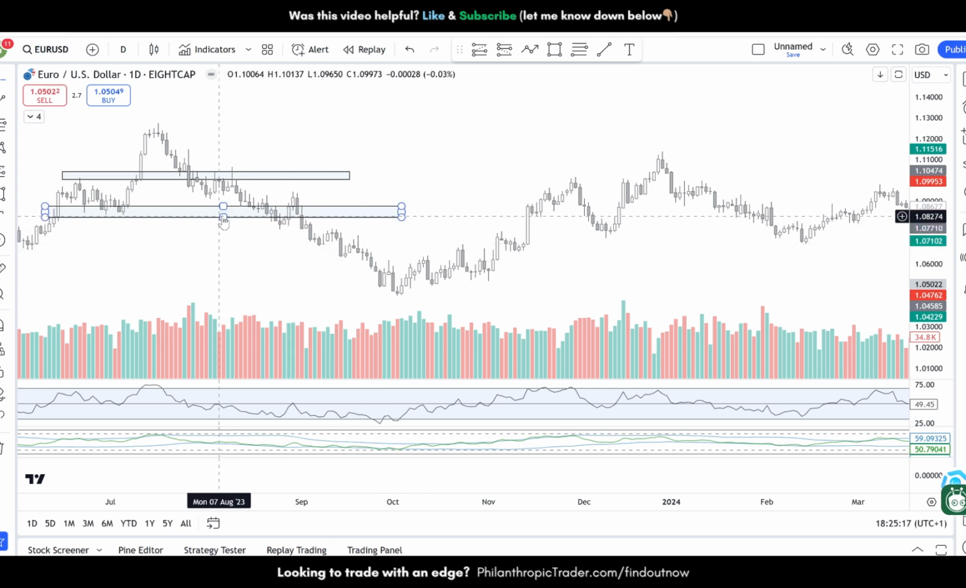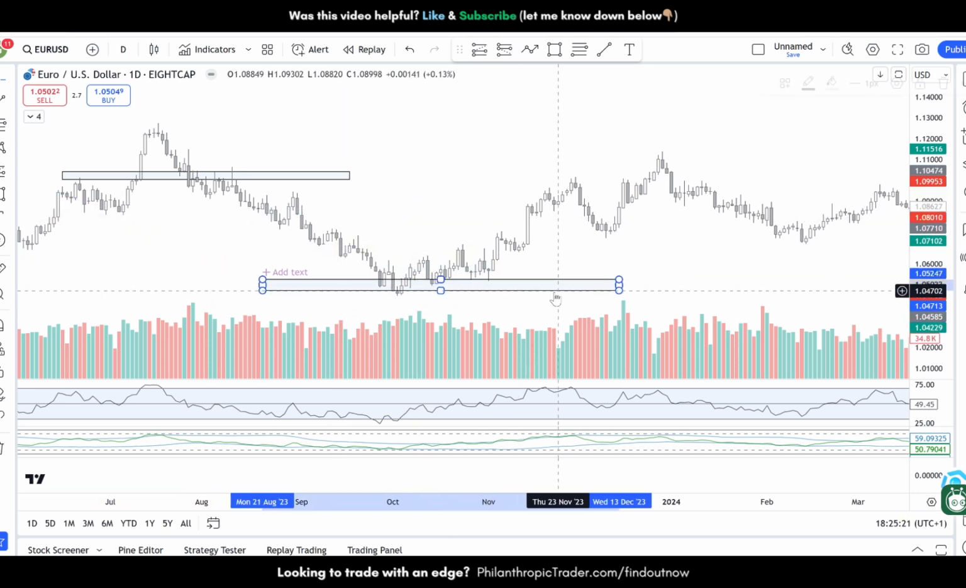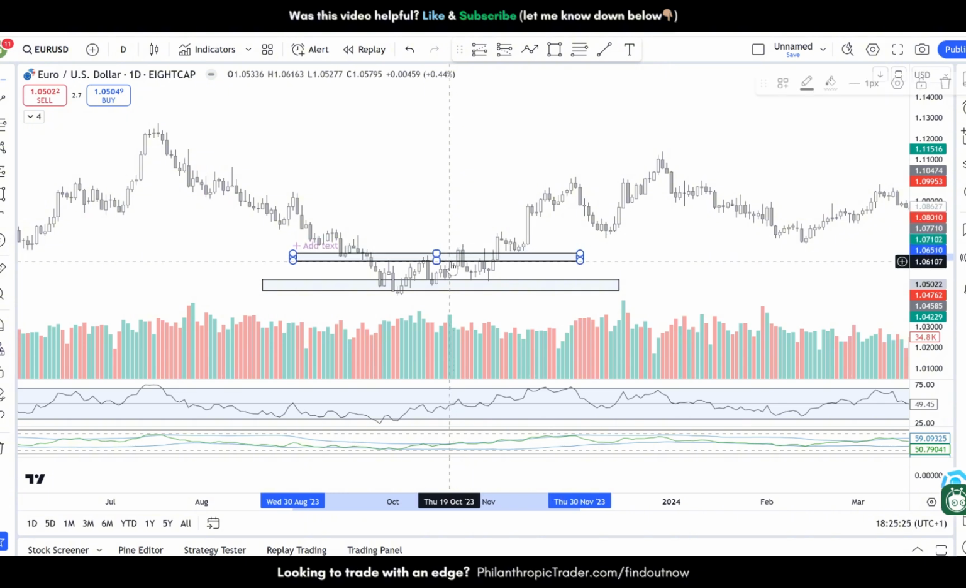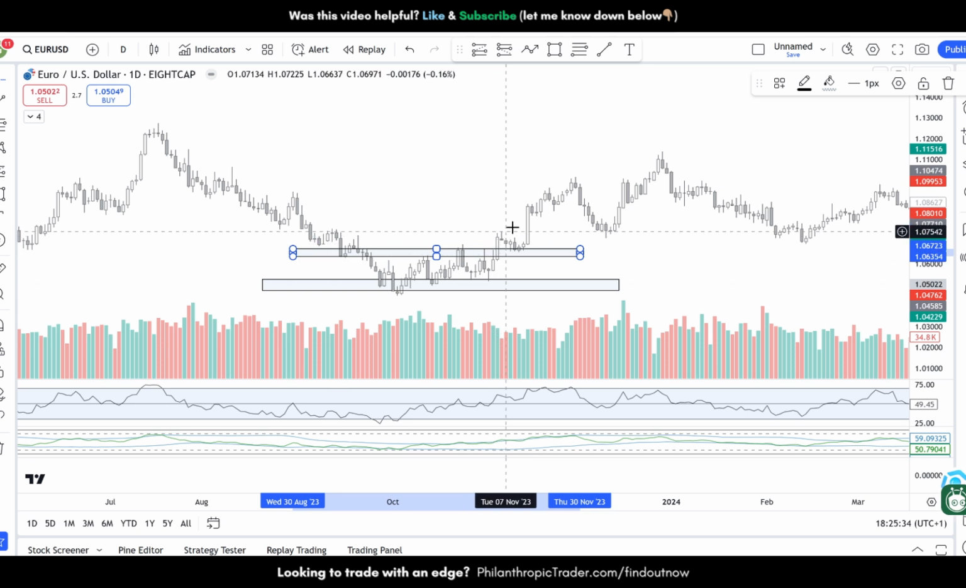You wait for a consolidation phase. Over here again, this is consolidating, and then we see a breakout to the upside, and then we take a buy trade, right? So it's consolidating, it breaks the resistance, and finally we see price moves to the upside. We also see some volume over here, most volume, and then we can take a buy.